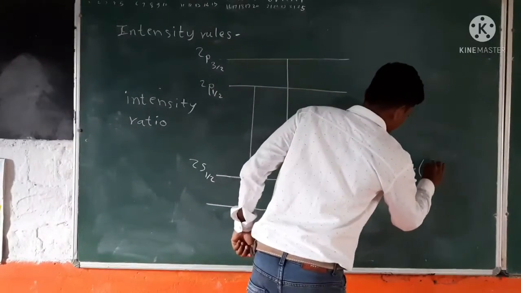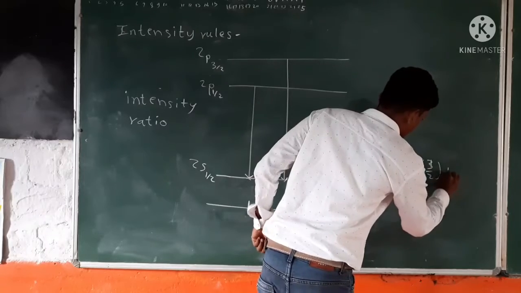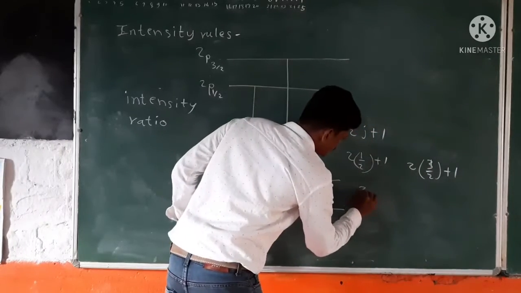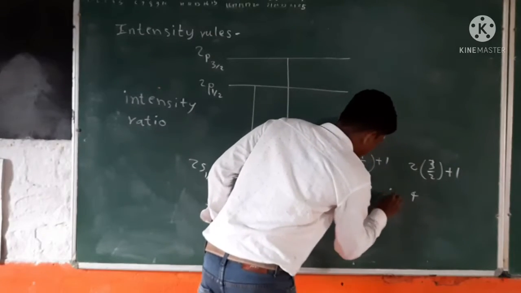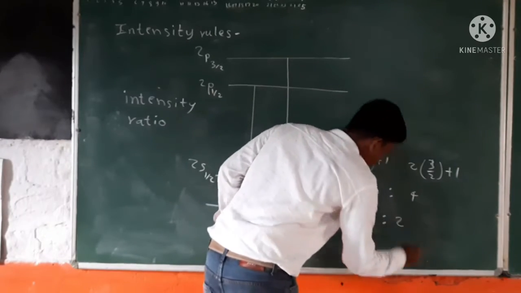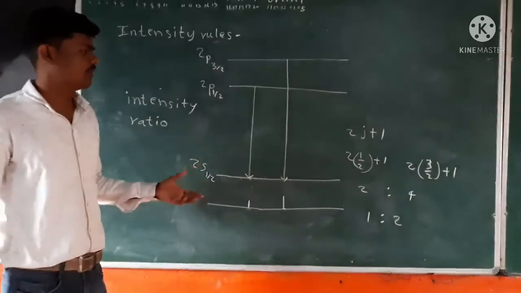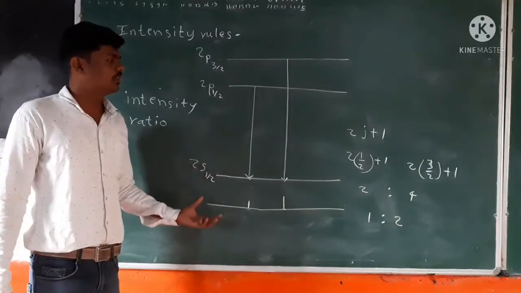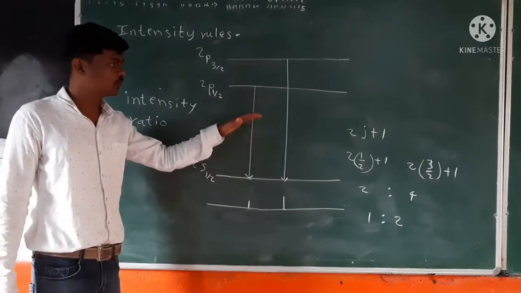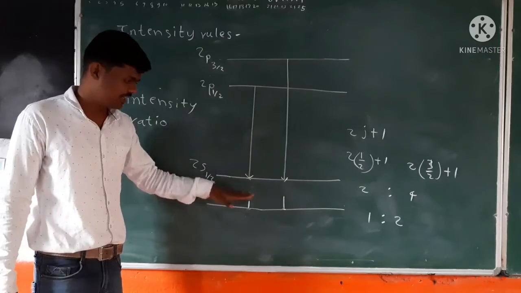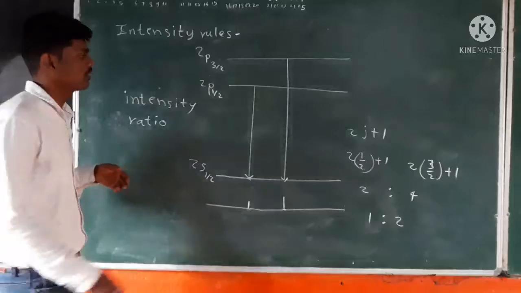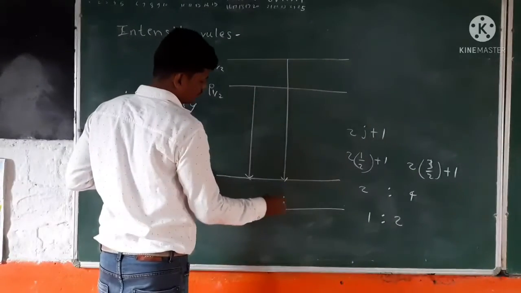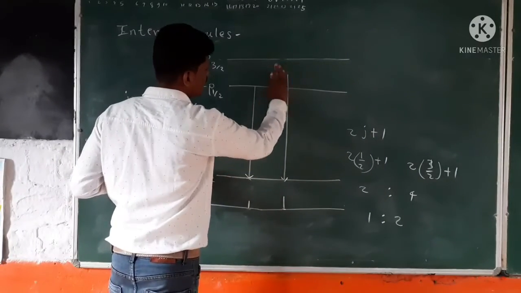So 2 3 by 2 plus, so it is 2, is it? Yes, it is 4. So what is the ratio? 1 by 2. So this is how we will find out the intensity ratio for the double edge whose ending level is common. Now this same formula applies for, let's say, lines coming from the same level.